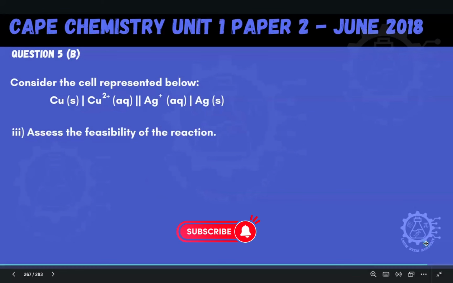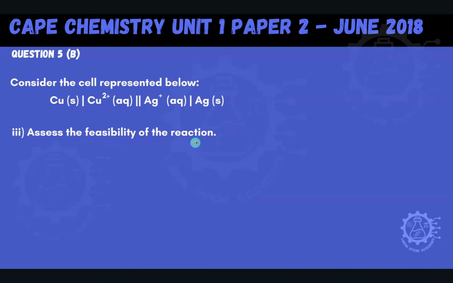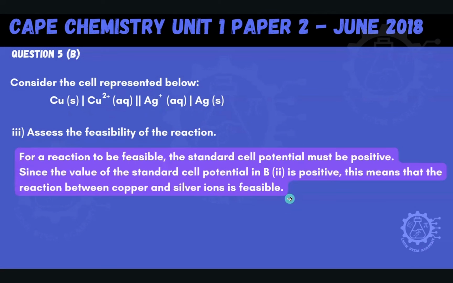Now we're being asked to assess the feasibility of the reaction. So can this copper ion really react with the silver ion as we wrote it earlier in the reaction form? Is that really possible? That's what they're asking us, and that's what feasibility means. For a reaction to be feasible, the standard cell potential must be positive. It must be positive in value, okay?